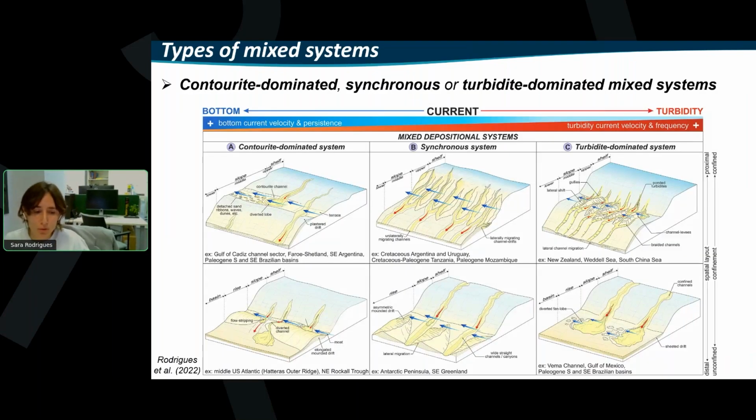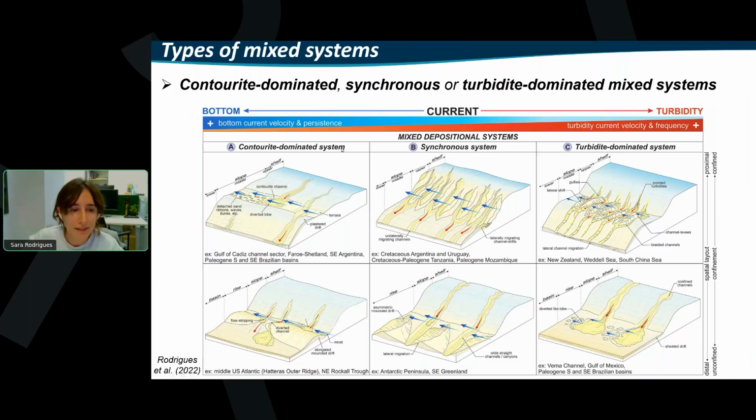But what types of mixed systems do we really have? Well, in the past, I had the luck to be able to work with different systems, different margins, and also to talk and discuss a little bit with other colleagues that worked in other systems. And together we put up a model to represent all the different systems that we saw. And when we started to look into their variability, not only from proximal to distal, but also, for example, in the dimensions that these features have, in their orientation, and even the type of sedimentary facies that can occur in them, we realized that they could be somewhat classified.